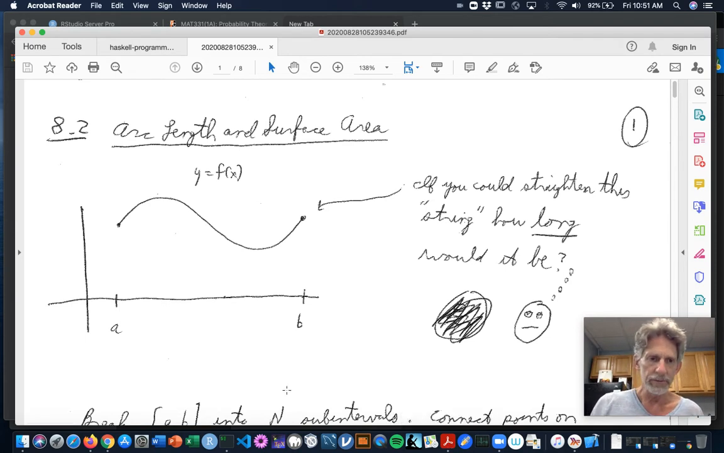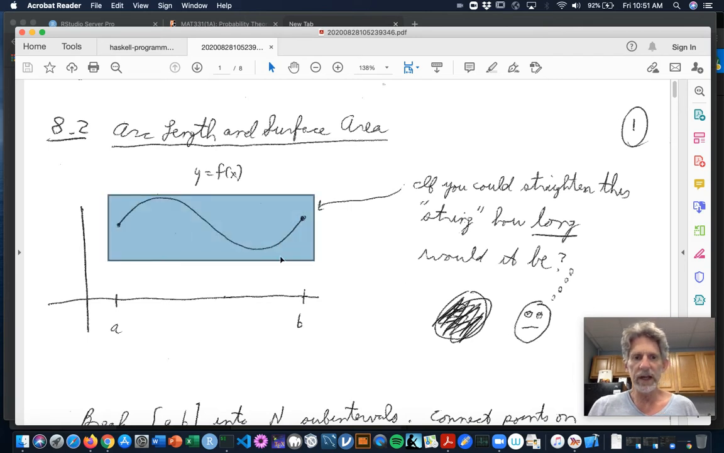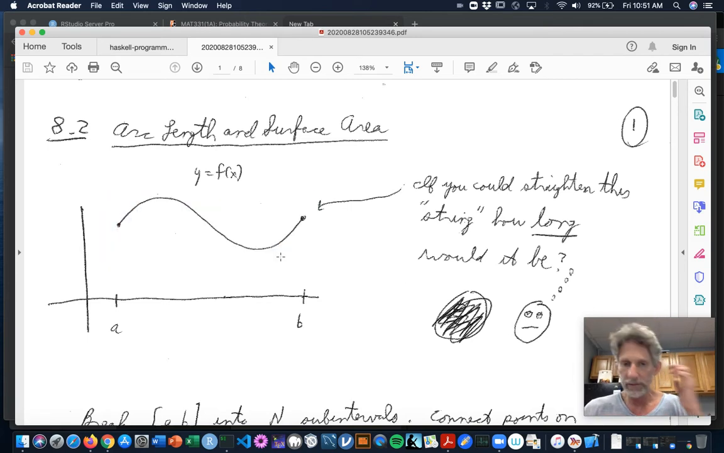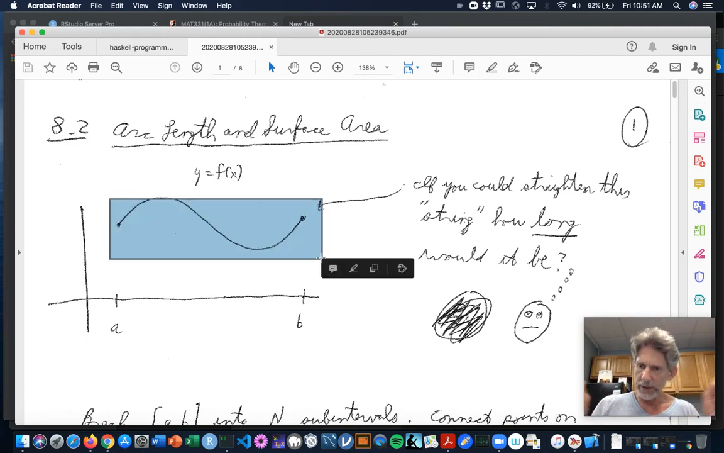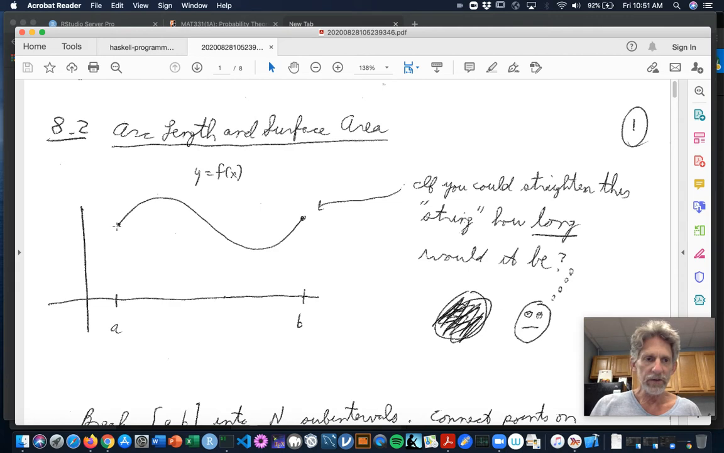Start with arc length. Say we've got the graph of y equals f of x from, say, x is a to x is b, all right? So it's some curvy thing. But if this curvy thing were just like a string, and if you could stretch it out until it's totally straight, how long would it be? So I'm asking for the distance along this curve. A curve is an arc, so I'm asking for the arc length.